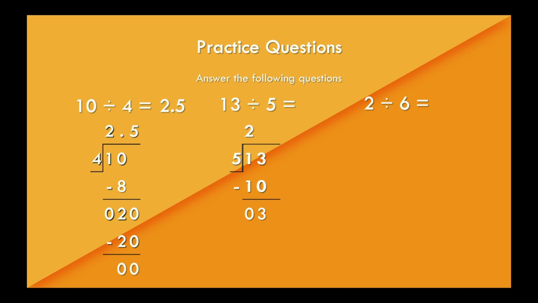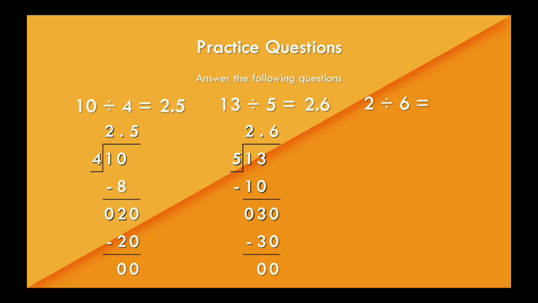3 is smaller than 5, so we add a decimal in the answer section and add a 0 next to the 3, making it 30. 30 can be found in the table of 5 by doing 5 times 6. So, writing 6 above and 30 below, we can subtract to get our final remainder of 0 and our final answer of 2.6. Going to the final question, we have 2 divided by 6.